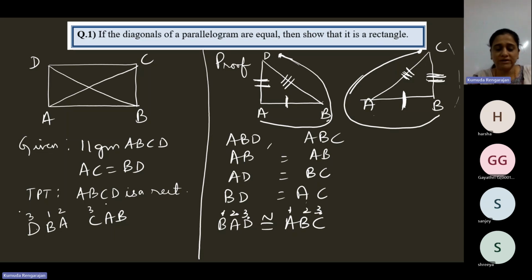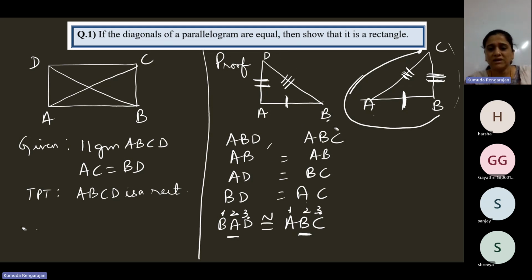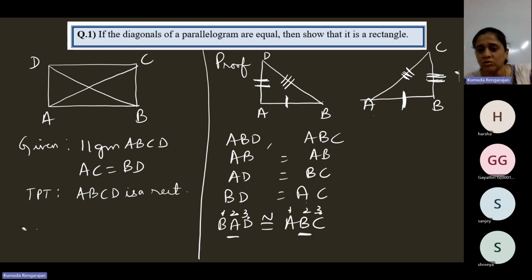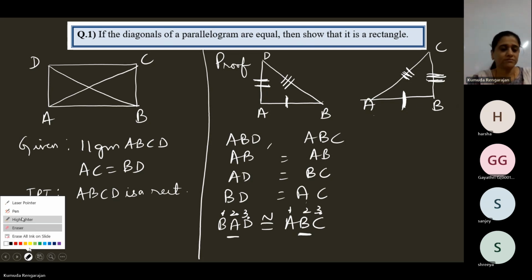But for this order, this is the only correct order. You cannot write this one and this one. That's wrong. Actually, you can just try this by yourself. It's not difficult.